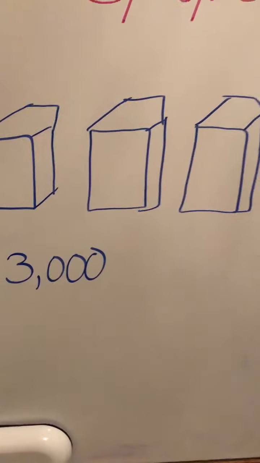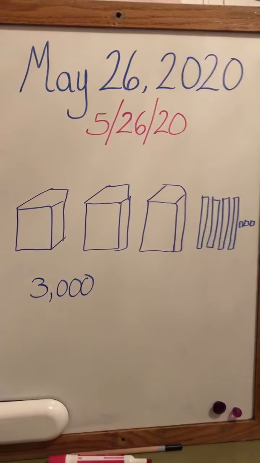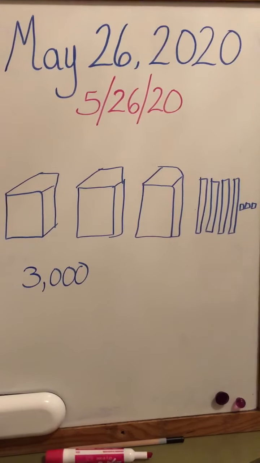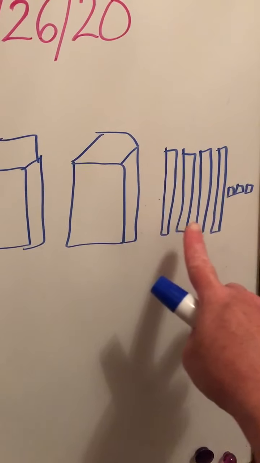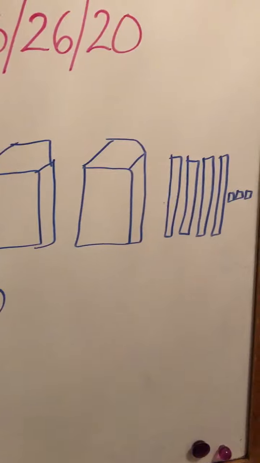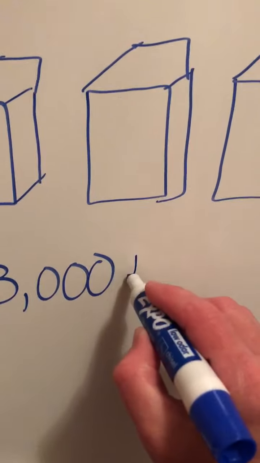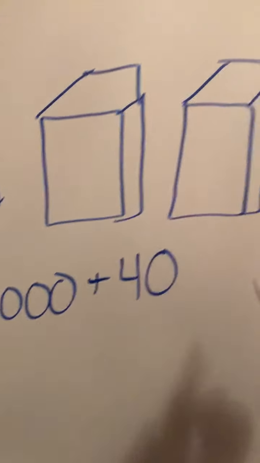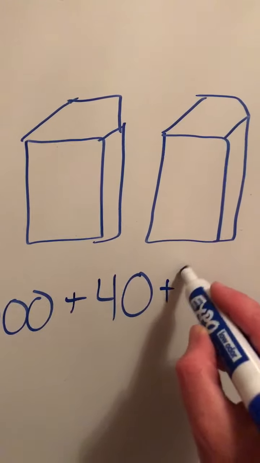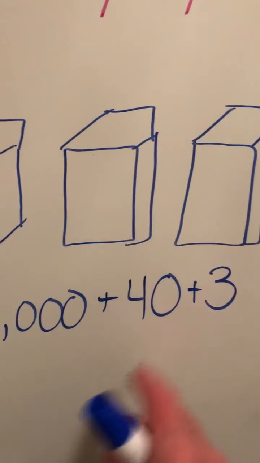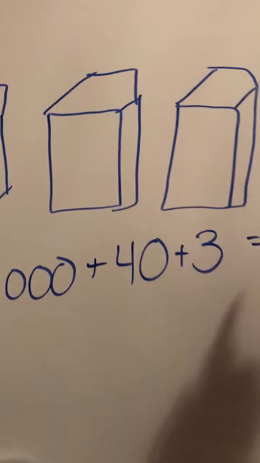All right, how many 100 flats do I have? I have 0 100 flats, right? I could put a 0, or I could just keep going and I'm going to write my 10 sticks. How many 10 sticks? I have 4, which equals what? 10, 20, 30, 40. That's what those 4 10 sticks represent. So we're going to write plus 40. And how many unit cubes? 3. And we just write a 3 because they are each worth 1. 3,043. How would we write that number?